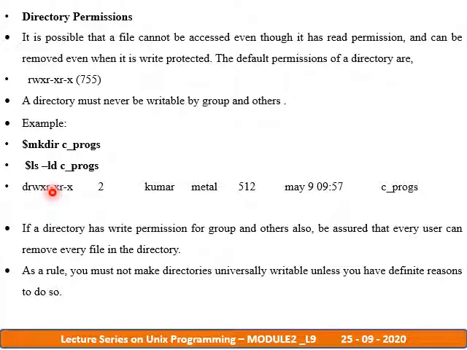So as a rule, you must not make directories universally writable unless you have definite reasons to do so. Normally directories are not going to have a write permission. If you want to do so, you should have definite reasons, because those are not in a writable mode. You must not make the directories universally writable.